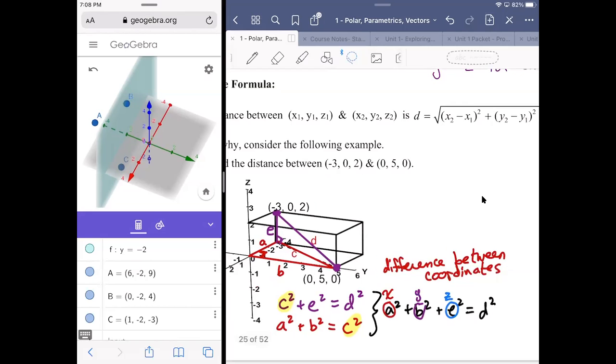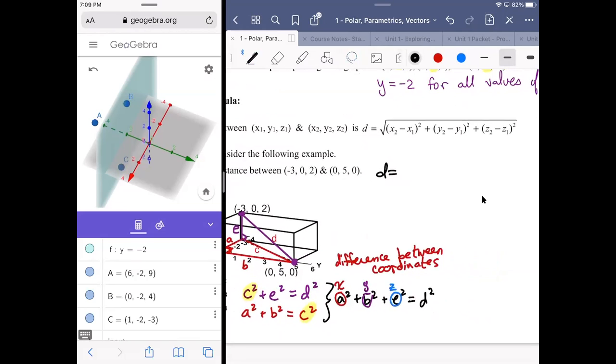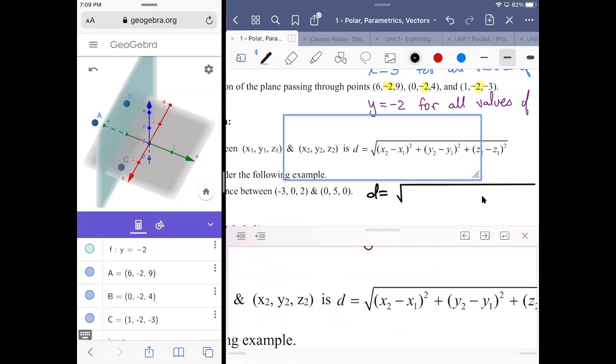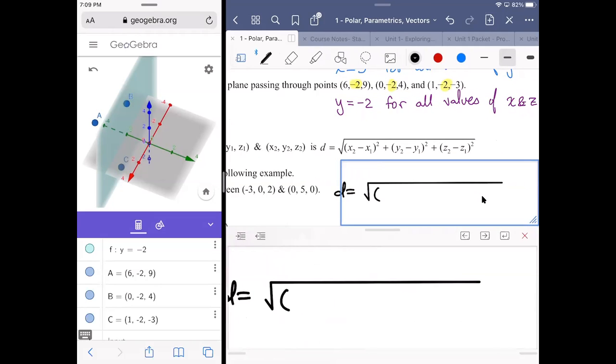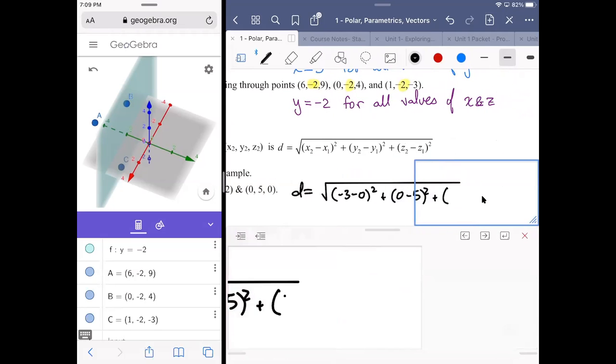So that's the abridged version of the derivation of the formula. Applying the formula is much, much easier because D equals the square root, because it would be the result of just taking the square root of that equation that we just came up with. Zero minus -3, -3 minus 0 doesn't make a difference. I'll do -3 minus 0. Plus 0 minus 5, just be consistent. Plus 2 minus 0.